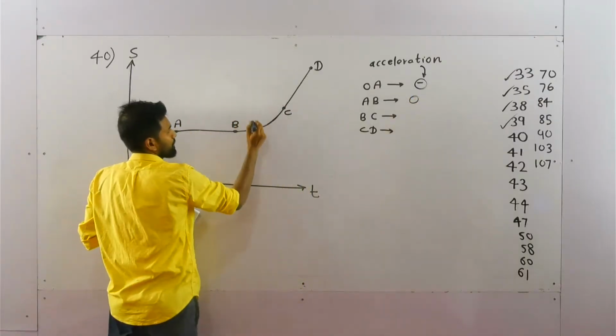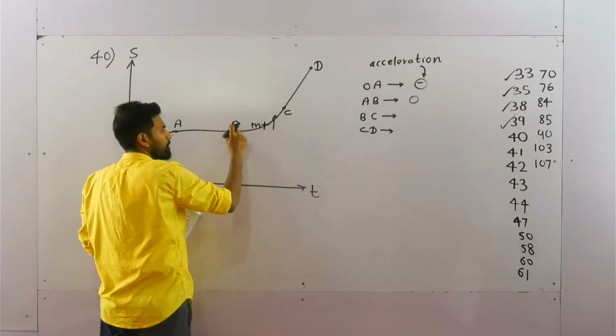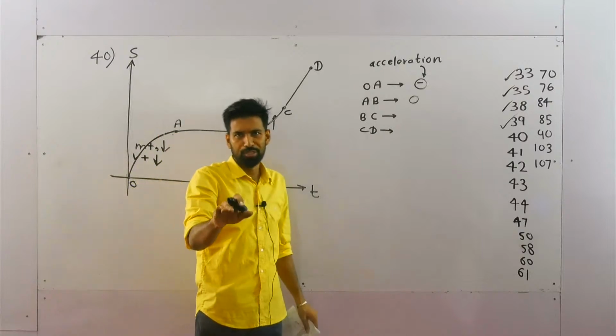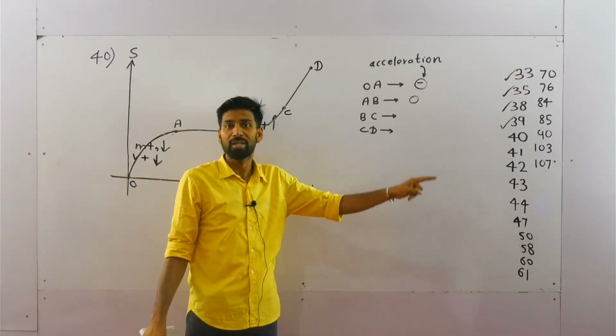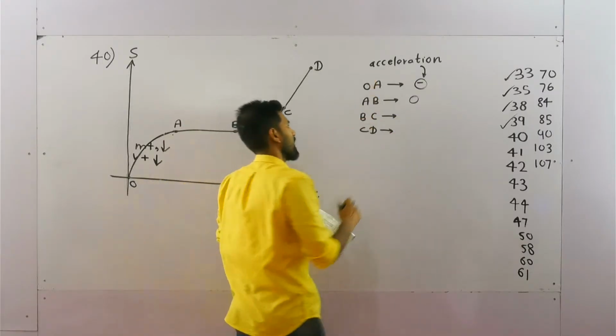From B to C, it's a positive increasing gradient. So the velocity is positive, in the same direction of motion, and the gradient is increasing. Velocity is increasing, which means acceleration is positive.